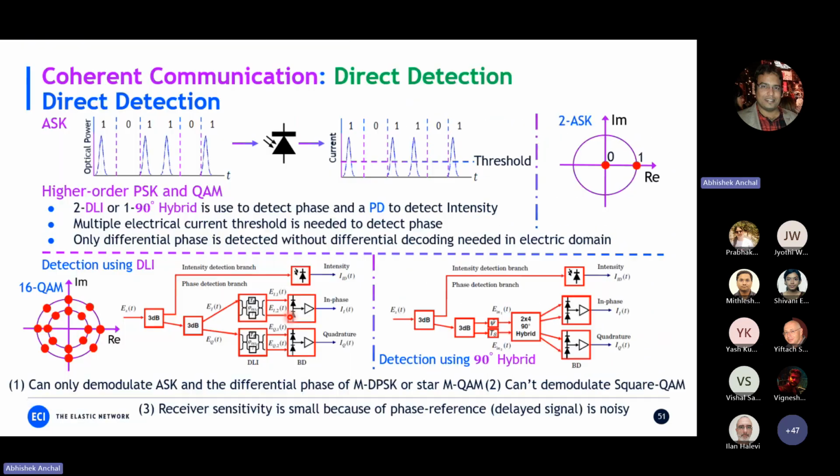Okay, so the next one we'll discuss is direct detection. I have to go a little bit fast because I have to cover a lot, but you can stop me and ask any question if you have. So how does direct detection work?